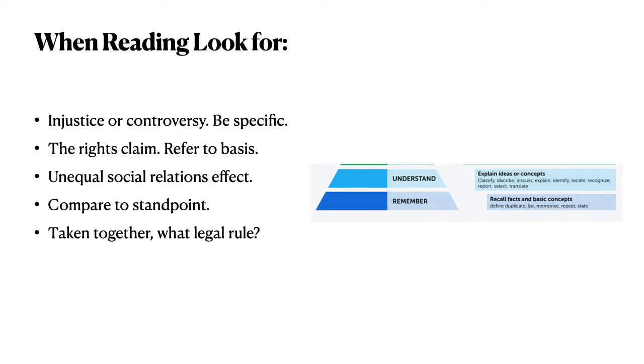You also want to then identify the rights claim. This is usually pretty clear. But what is a little bit harder to do is to refer to the basis. So the person is making a claim based in rights. They're saying I have a right to do whatever it is they're saying. But what's its basis? How are they defining that right? Why do they think they have that right? What do the judges say about that right?